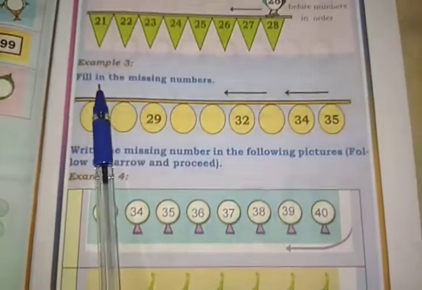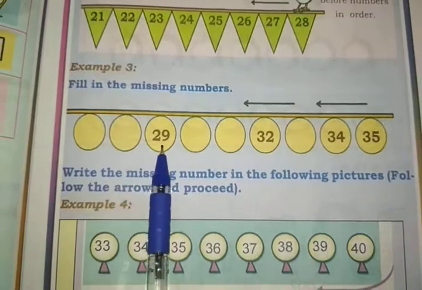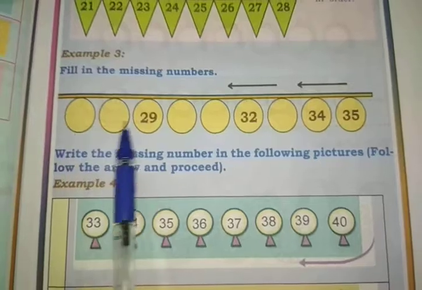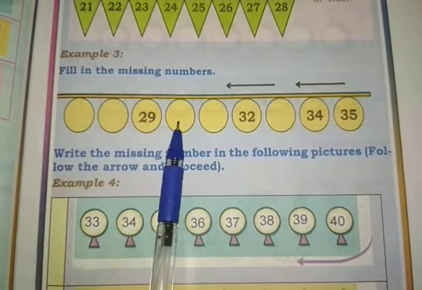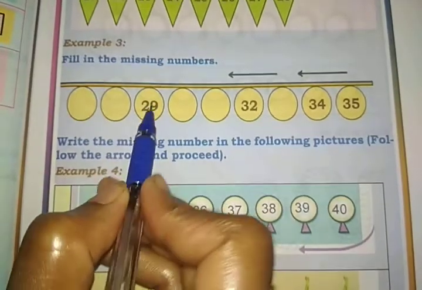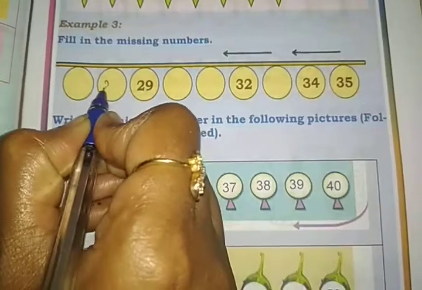Here you see example 3. Here see 29 is there. Here the numbers are not there. So these numbers are called before numbers and these are called after numbers. So before 29, what comes? 28.